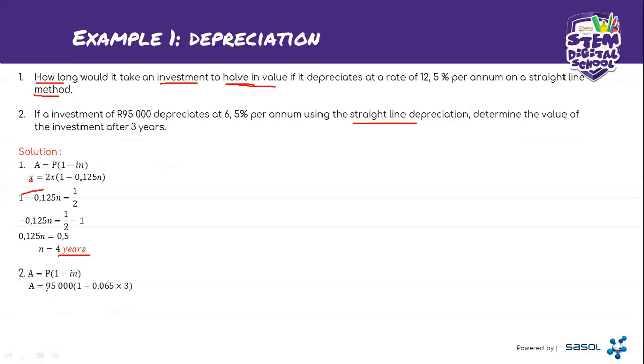And then the investment of 95,000 is this one, which is P. And then you can see the answer that we're having after 3 years is now 76,475. You can see it's lesser than the present amount, the invested amount. Can you see that? All right.